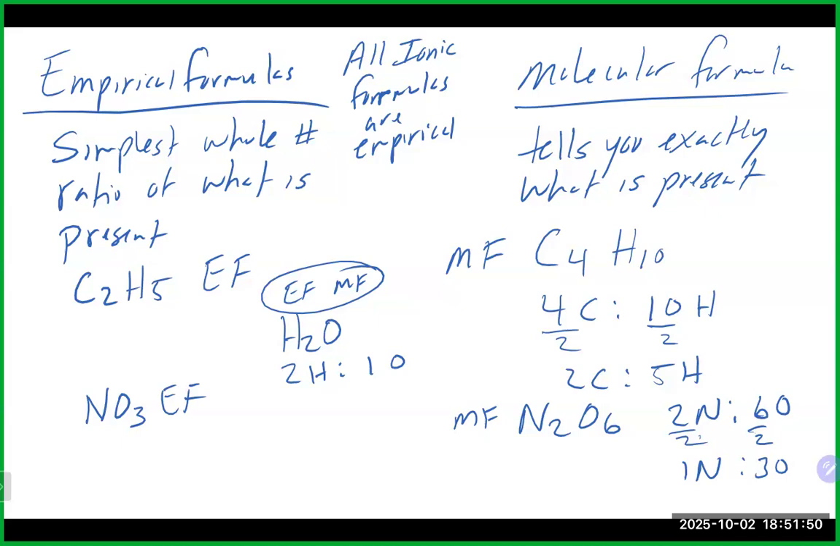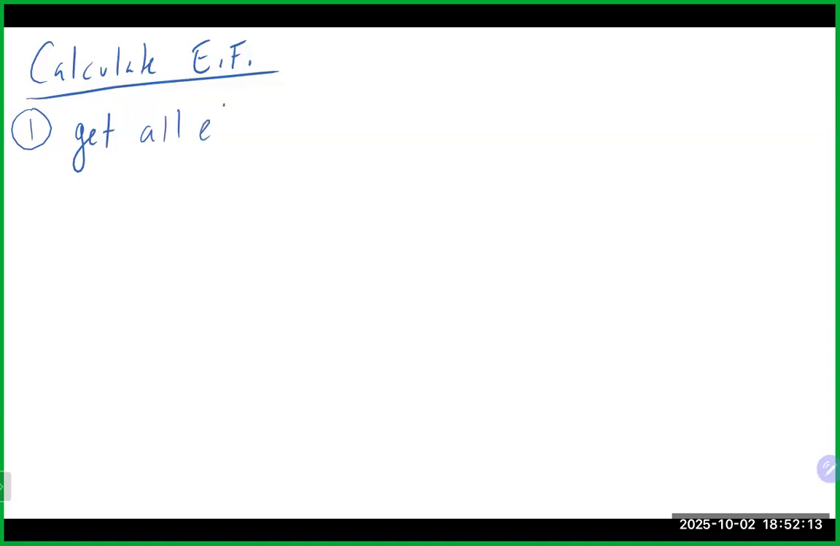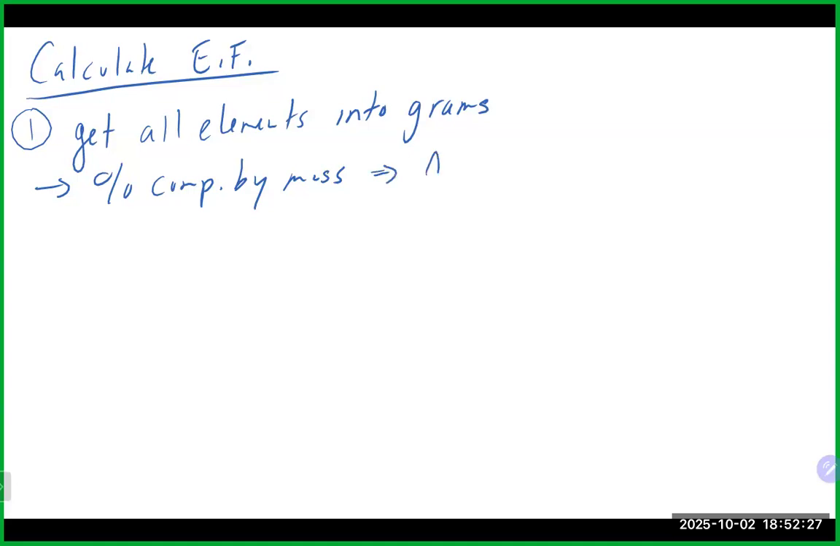So let's talk a little bit then on how we actually go about calculating empirical formulas. And really to calculate empirical formulas, there's a few steps that you want to follow. The first thing you want to do is basically get all elements into grams. And again, if you are given the percent composition like we just calculated by mass, you can assume usually that you have 100 grams of something.